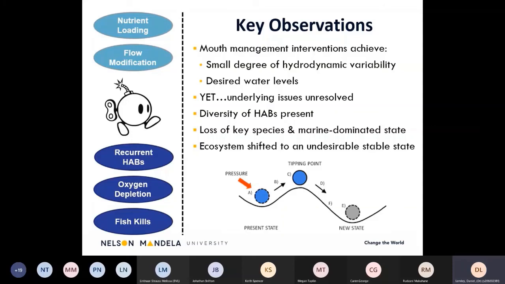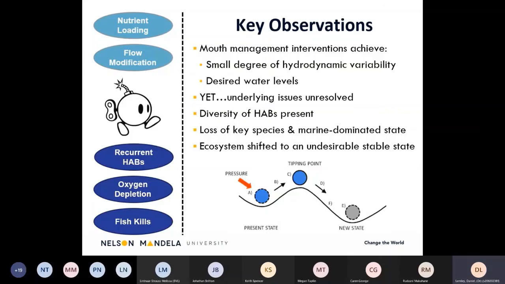And you can see from this little diagram, once the pressure gets too much, a system gets to a tipping point, and once it falls down into this new state, it's very difficult to bring it back up. It's never impossible to improve, but it will take quite a long time for the system to recover.